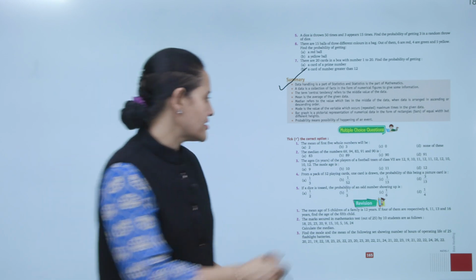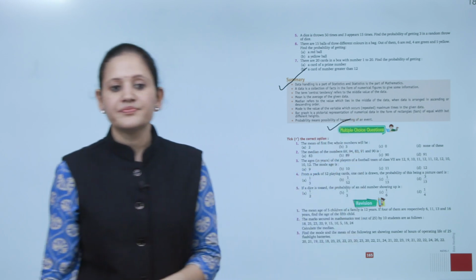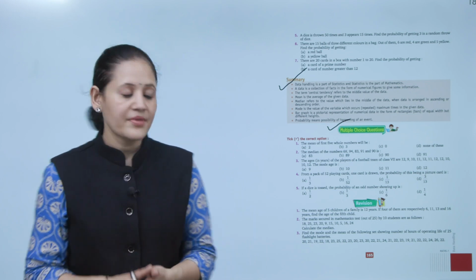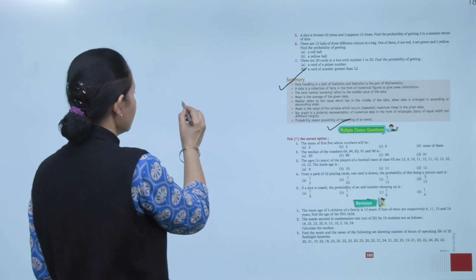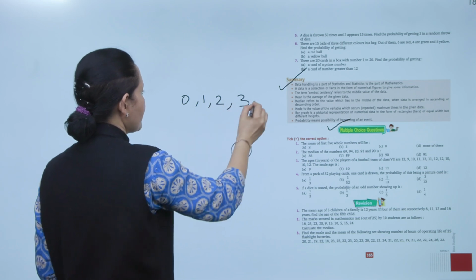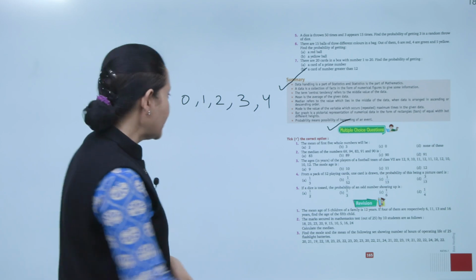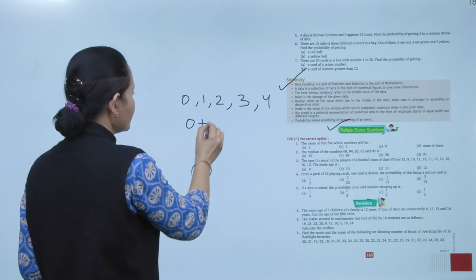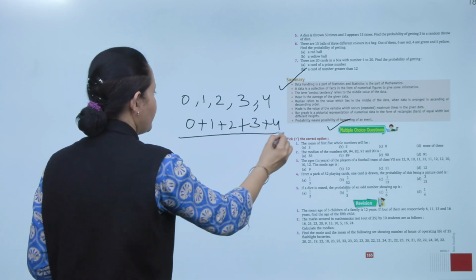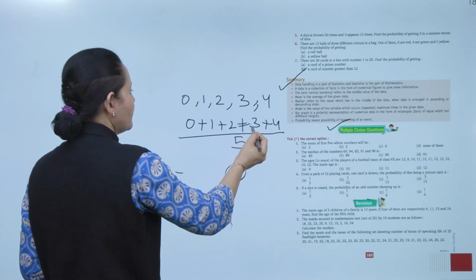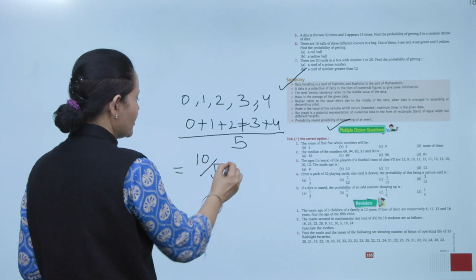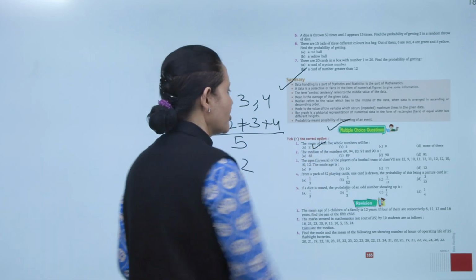Next is multiple choice questions. Choose the correct option. The mean of the first 5 whole numbers will be. So the first 5 whole numbers are 0, 1, 2, 3 and 4. So what will the mean be? We'll add them together: 0 plus 1 plus 2 plus 3 plus 4 upon 5. 4 plus 3 is 7, 2 more is 9 and 1 more is 10. 10 upon 5, that is 2. So A is the correct option here.